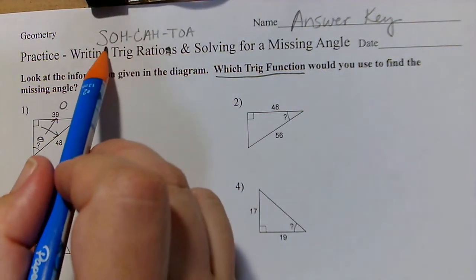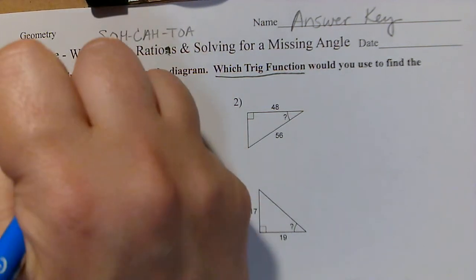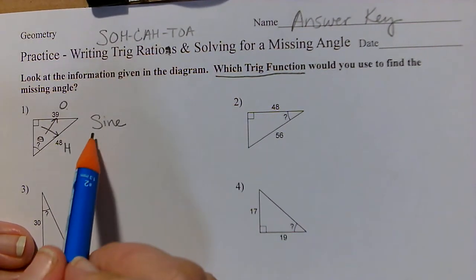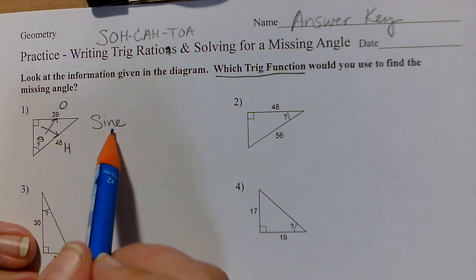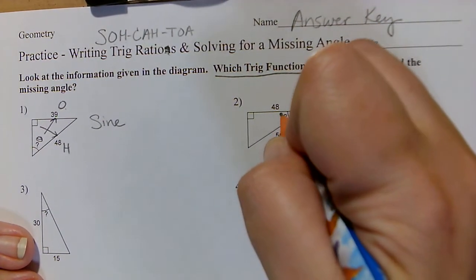So O and H are here, so sine equals opposite over hypotenuse. So for this one, I would use sine. That's the actual full way to write out sine. SIN is just an abbreviation for sine. Alright, for number 2, you can do the same thing. Here's your theta.